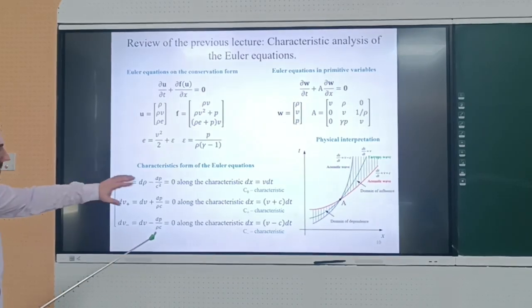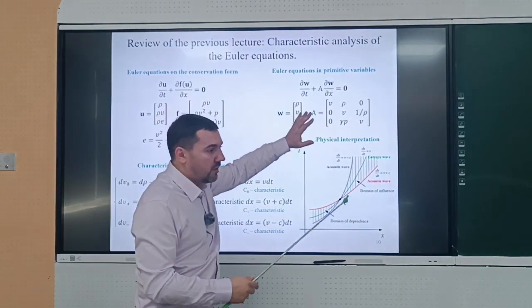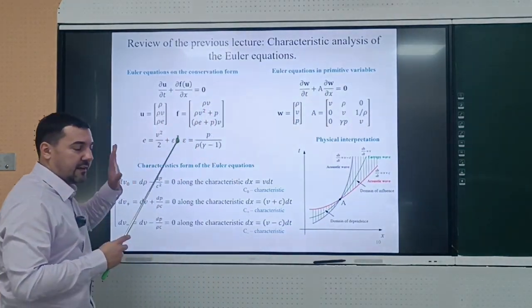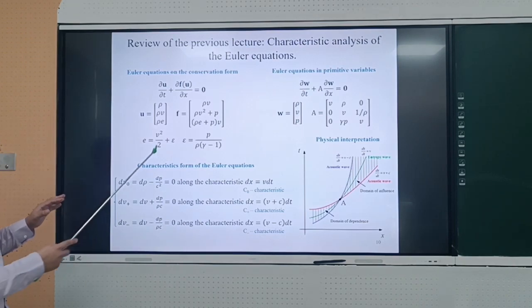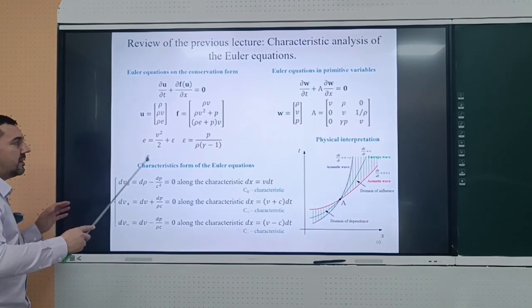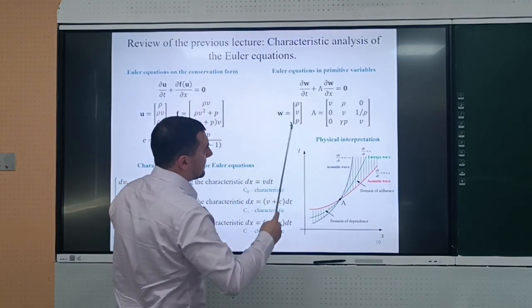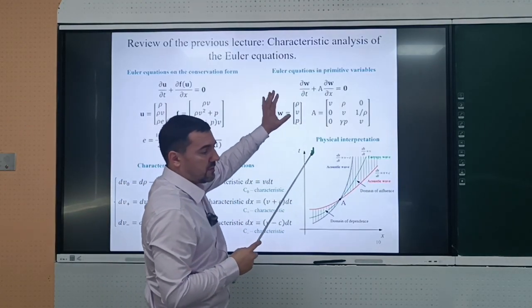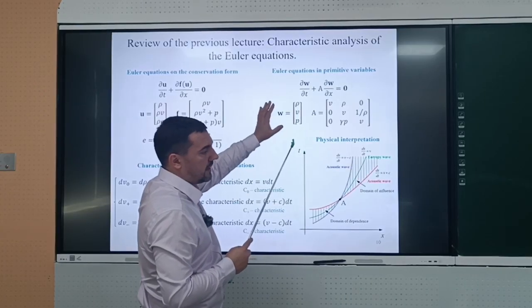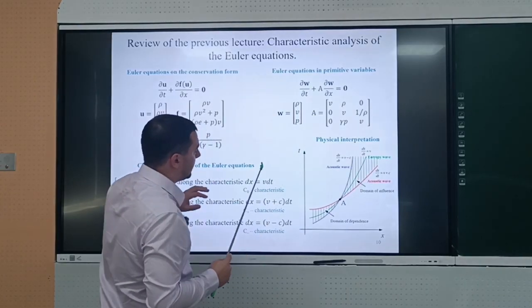Once again, this one, and this one, and this one, they're all the same Euler equations, but they are suitable for different things. This one for numerical implementation for finite volume methods, this one for theoretical analysis, but also a number of numerical methods rely on this form of notation, for example, some reconstruction procedures.